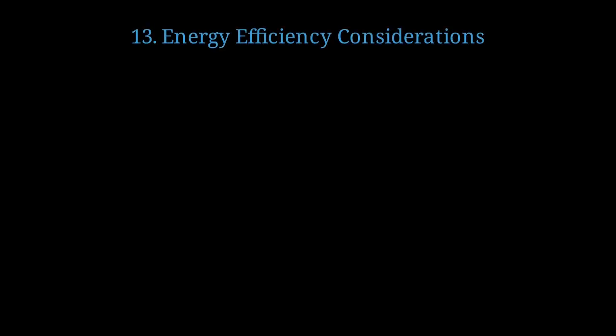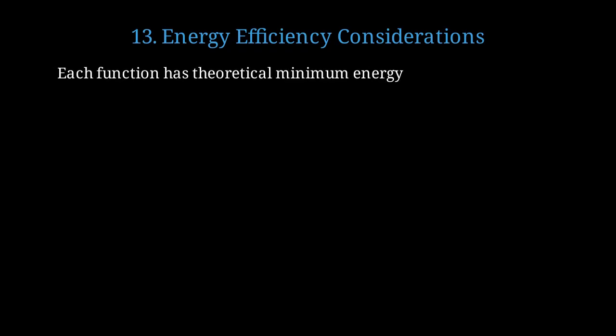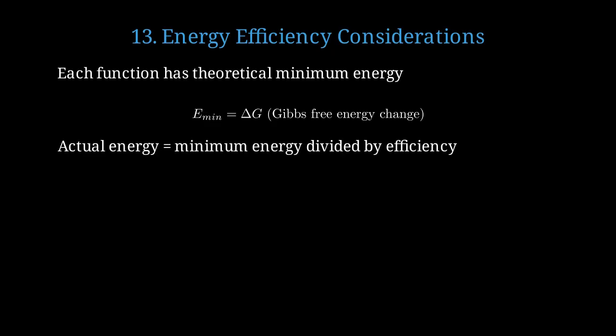Function decomposition helps identify where energy is consumed and how to improve efficiency. Each function has a theoretical minimum energy based on thermodynamics and fundamental physics. For chemical or phase changes, the minimum energy is the Gibbs free energy change. The actual energy required equals the minimum divided by the efficiency of the physical mechanism chosen. This simple relation shows how efficiency multiplies energy requirements.